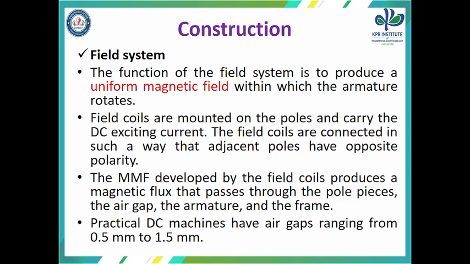Here, practical DC machines have an air gap that varies from 0.5 mm to 1 mm. So this is the range we have to maintain for the air gap, 0.5 mm to 1.5 mm.